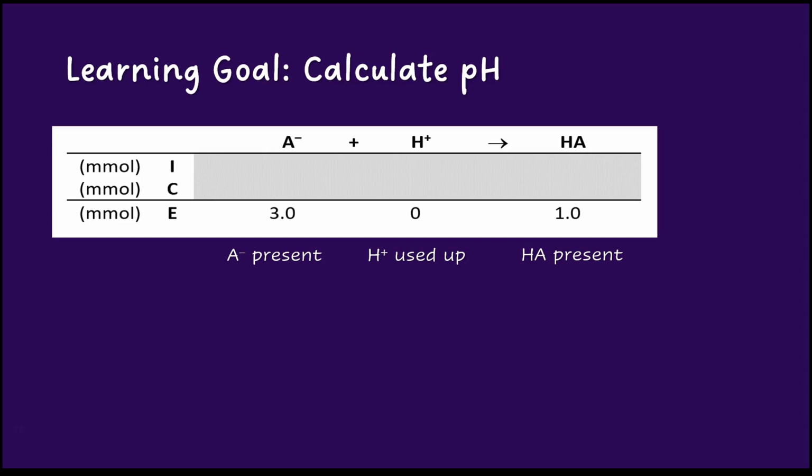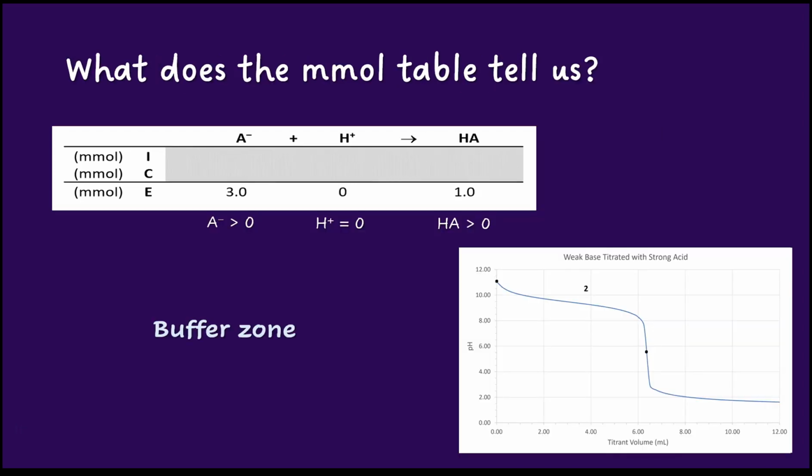In this sample millimole table, we are only looking at the E row. Here we see that H+ is used up, and that the solution contains both the conjugate base A- and the conjugate acid HA. Whenever we have a solution containing both conjugates, we have a buffer. This means that our reaction progress is in region 2 of the titration curve, which is called the buffer zone.